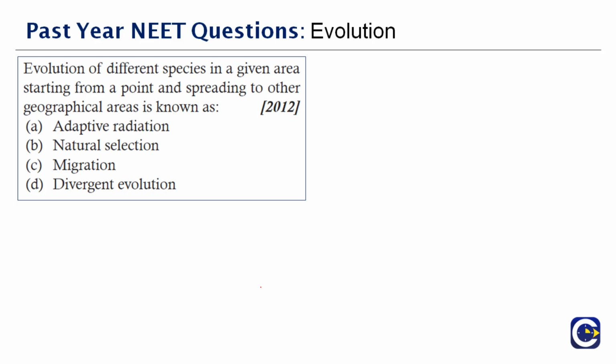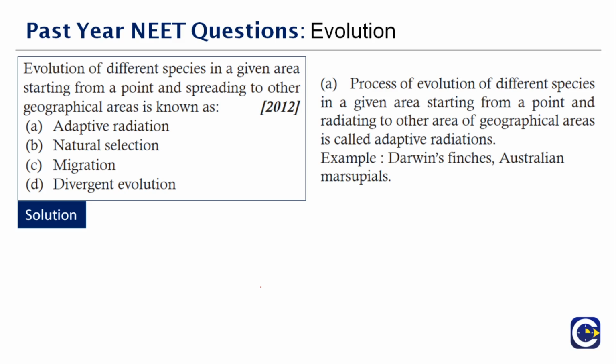Evolution of different species in a given area starting from a point and spreading to another geographical area is called as dash. Okay, very easy question. You need to use a little logic. It is starting at a point and spreading to other geographical areas. Only when there is a need, only when there is scarcity of something, they move, they spread. So what do you call that? The process of evolution of different species in a given area starting from a point and radiating to other geographical areas, you call that adaptive radiation. Examples can be Darwin's finches, Australian marsupials, etc.